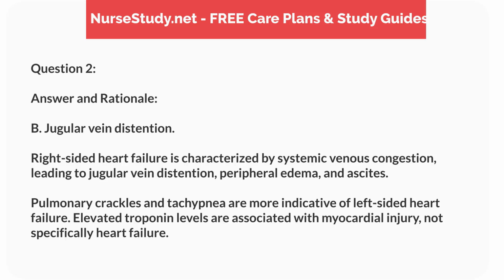Right-sided heart failure is characterized by systemic venous congestion, leading to jugular vein distension, peripheral edema, and ascites. Pulmonary crackles and tachypnea are more indicative of left-sided heart failure. Elevated troponin levels are associated with myocardial injury, not specifically heart failure.